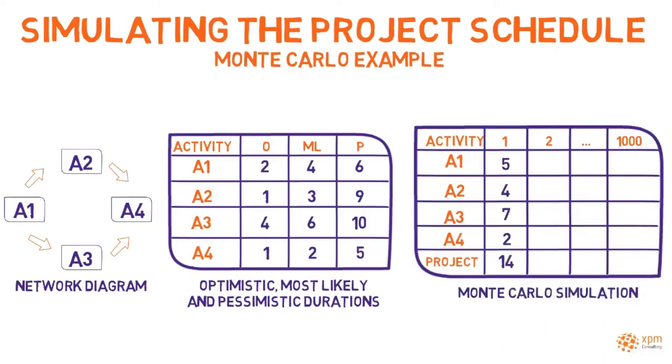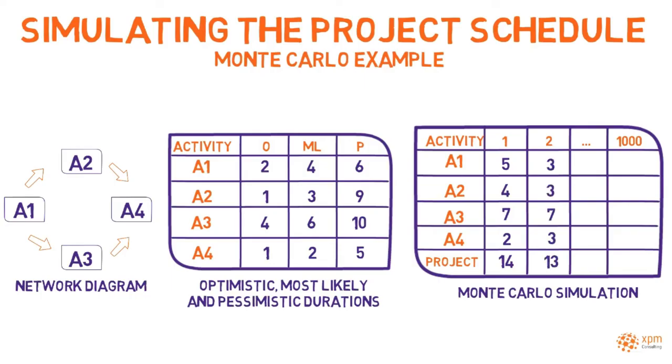On the first iteration, the method returned 5, 4, 7 and 2 weeks as the duration estimates for A1, A2, A3 and A4. As a result, the estimates were then aggregated into an overall project duration of 14. The overall duration was obtained by adding the duration of activities A1, A3, and A4. The duration of activity A2 was disregarded because it was not on the critical path.